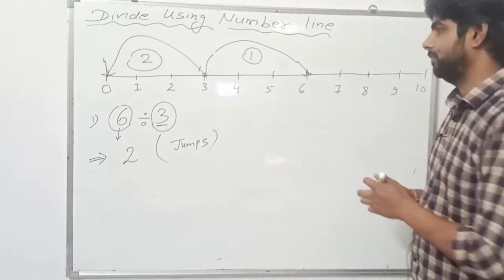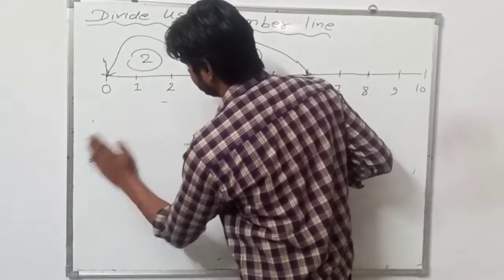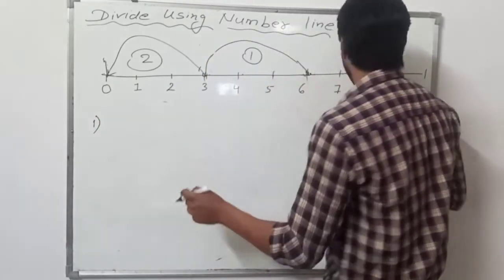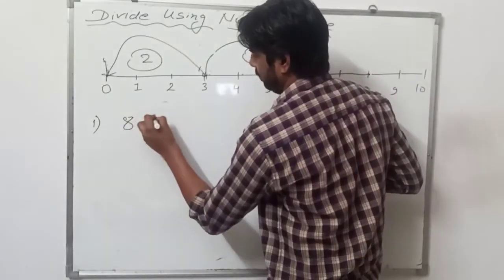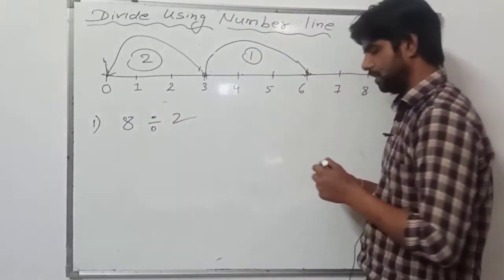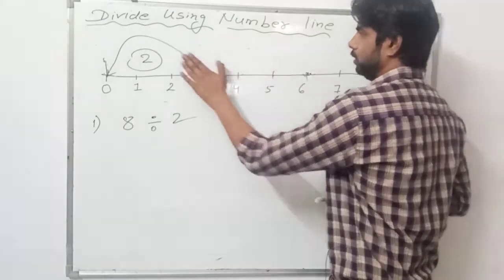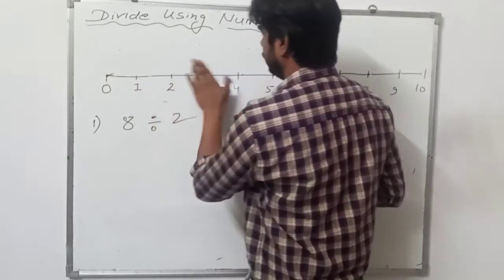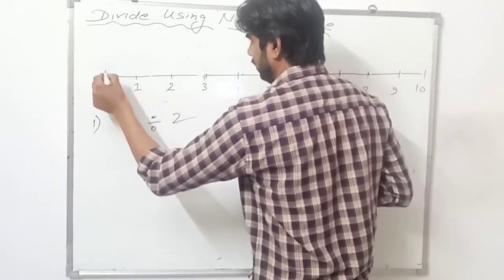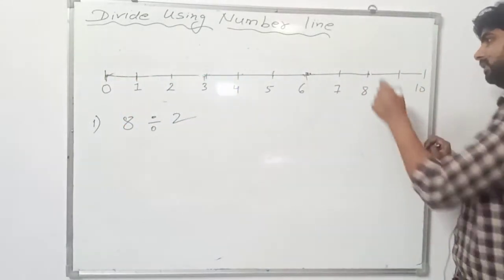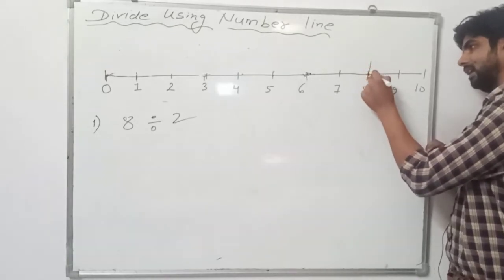Okay, let's take one more example. Suppose you have to divide 8 by 2. What do we have to divide? We have to divide 8 by 2. Let's see how we can do that. We know that 0, 1, 2, 3, 4, 5, 6. Now where do we have to go? We have to reach 8. Now we are here.